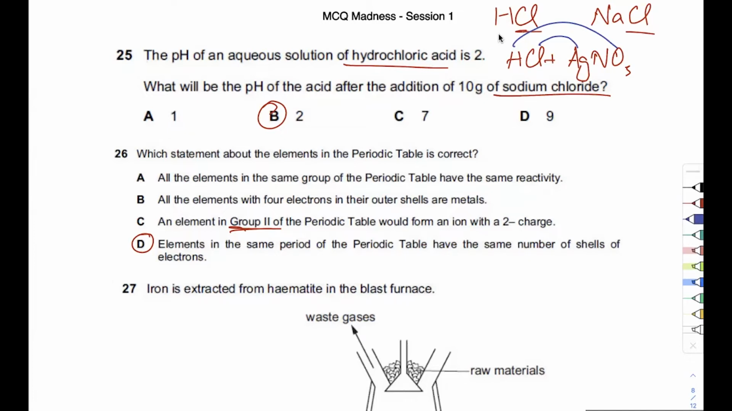But in this case, when we had HCl and NaCl, pH wasn't going to change because they were not going to produce a new product. So as long as the reaction does not happen, pH will not change. Okay, remember, pH is a chemical thing, so only a chemical change can change it.